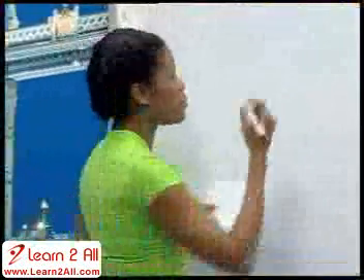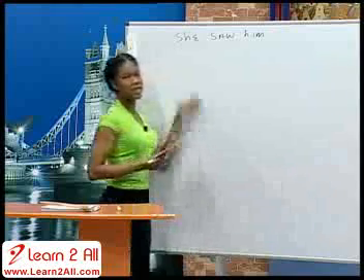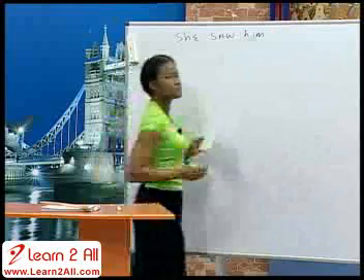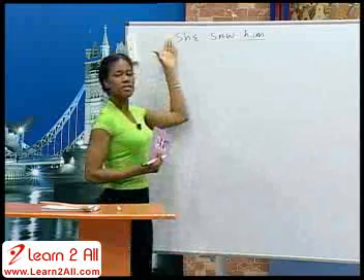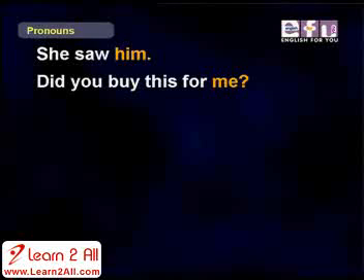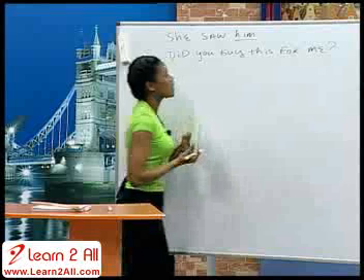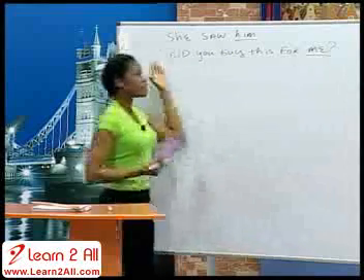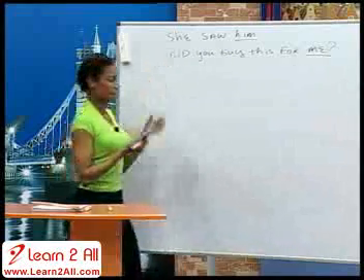Let's look at some examples. She saw him. Now this time we want to look at the receiver of the action. That pronoun is him. She saw him. Next example. Did you buy this for me? Okay? Object pronoun is me. Did you buy this for me?